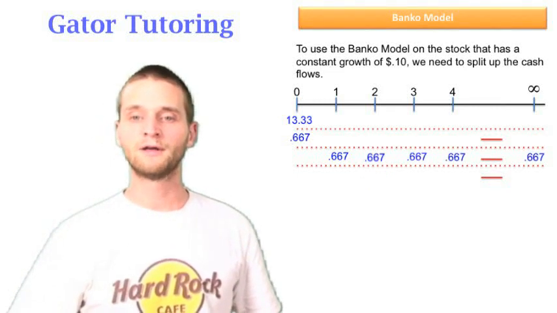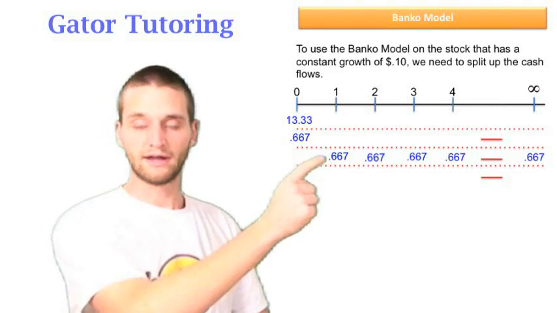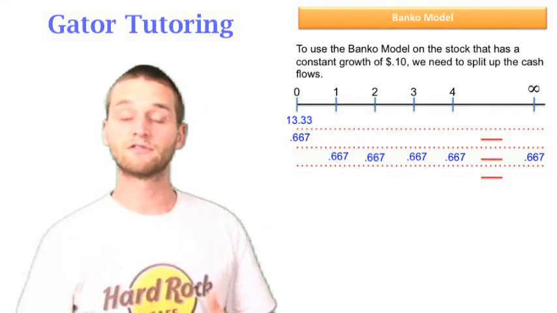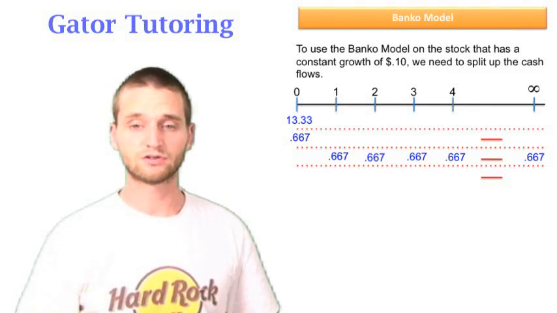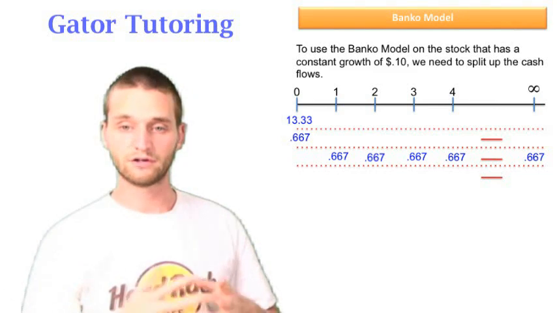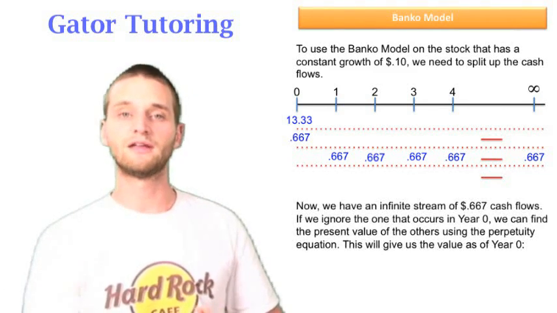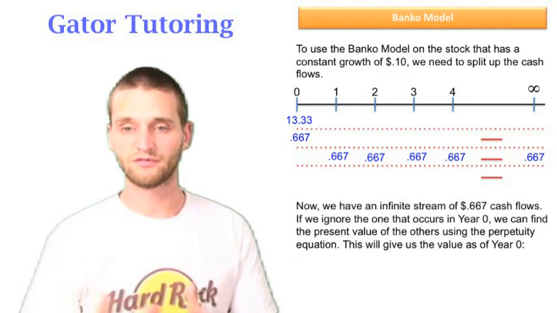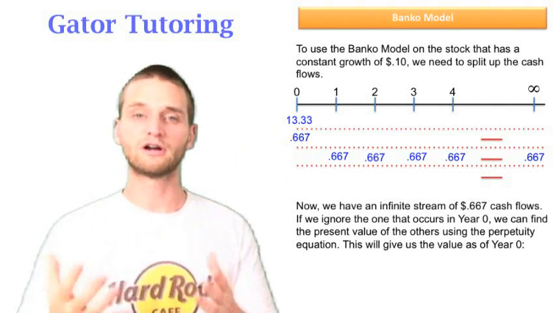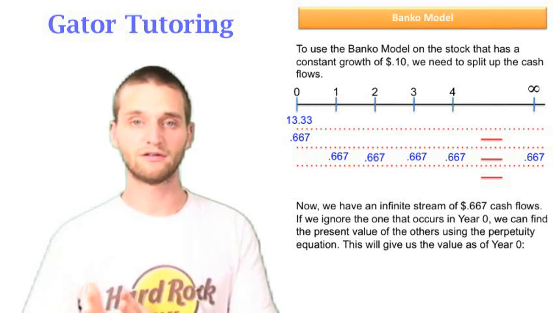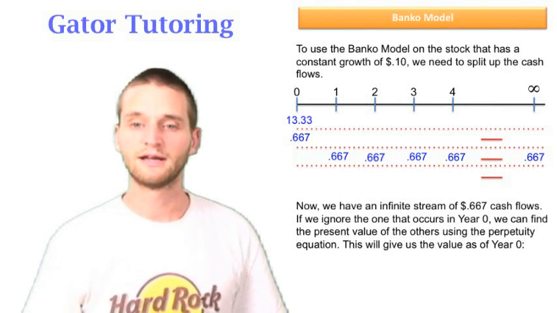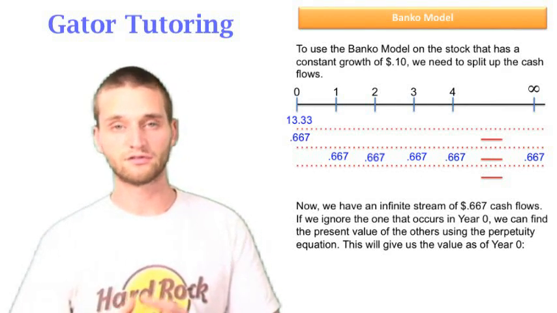So what we're going to do now is just move up the ones that start in year 1 all the way out into infinity into a new row of their own. So now we have created this new infinite stream of cash flows, each cash flow of which is 0.667. So we have a new stream, and we're going to use the same perpetuity equation on this one to simplify it. So we're going to ignore this 0.667 because it's already in year 0. We don't need to include it in this valuation. We're going to start with the one that occurs in year 1, and we'll find the present value of this whole perpetuity.